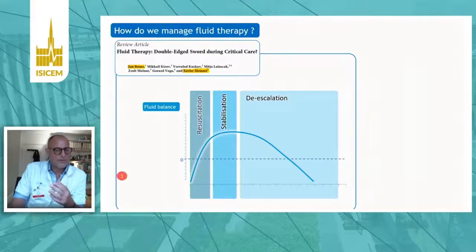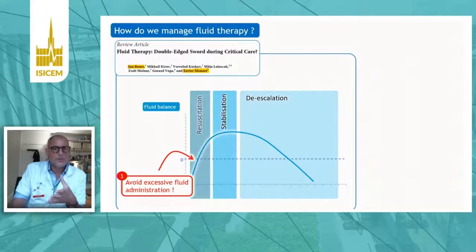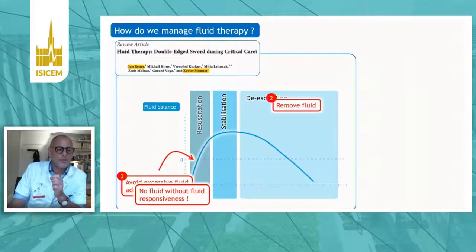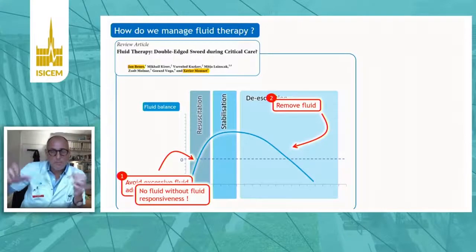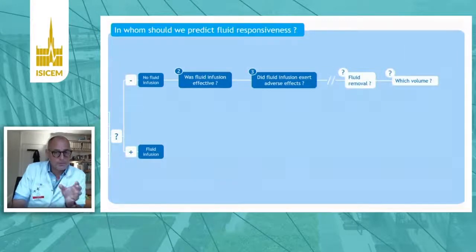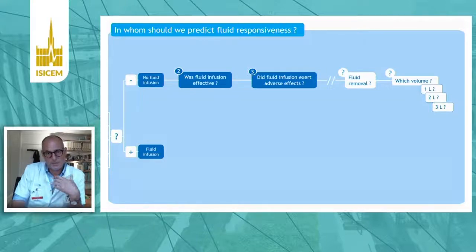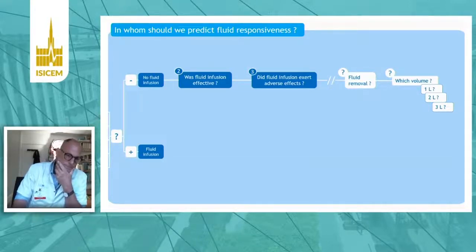This is possible at the resuscitation phase by avoiding excessive fluid administration. It means by giving no fluid without preload responsiveness. But the other way to reduce the total amount of fluid in the patient might be to remove fluid, and especially at the de-escalation phase when the patient has been stabilized and improved by the hemodynamic treatment.